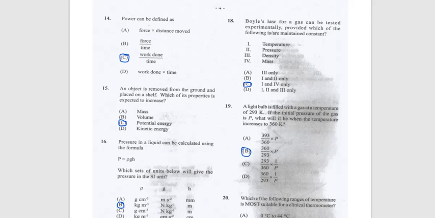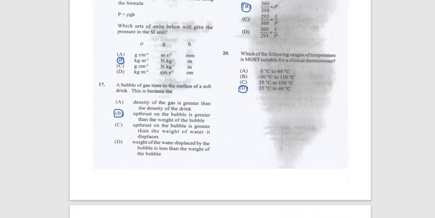Number 19, a light bulb is filled with a gas at a temperature of 293 Kelvin. If the initial pressure of the gas is P, what will it be when the temperature increases to 360 Kelvin? And this would be 360 over 293 multiplied by P, the pressure.